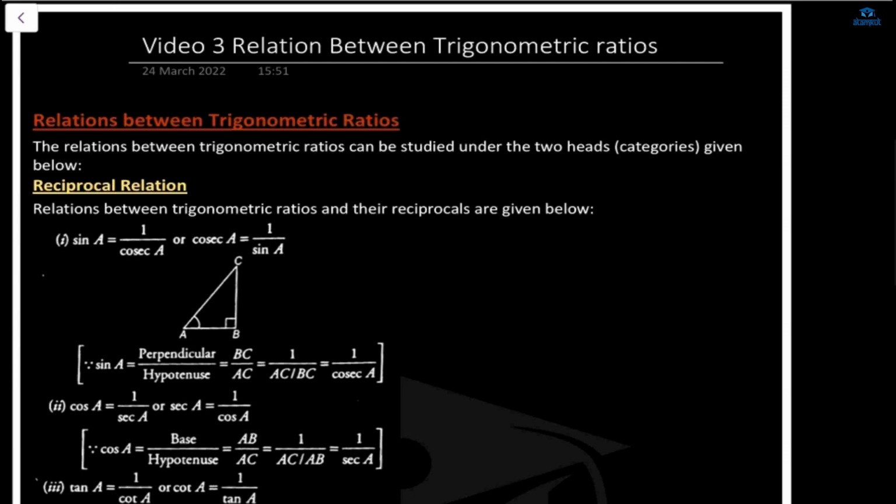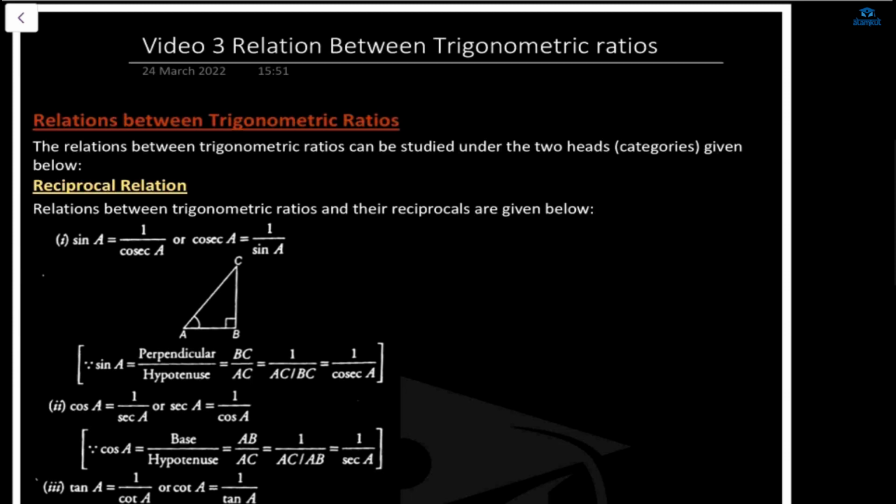If you have not watched the video, go and watch it, because it's very basic, and that basic should be very clear in your mind. If you don't know what is perpendicular and what is base, then you'll not be able to solve the trigonometric problem. So let's quickly start today's class, that is relation between trigonometric ratios.